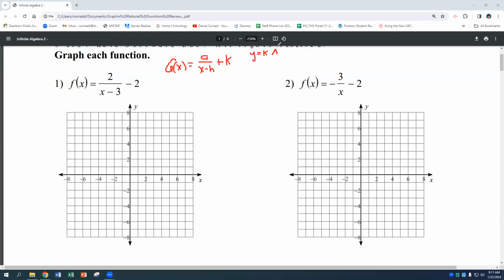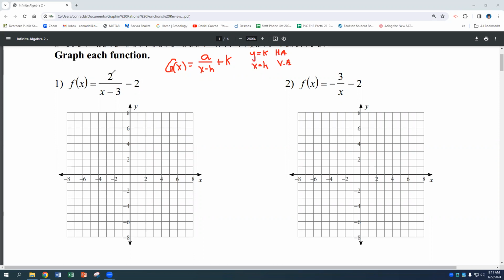That's your horizontal asymptote. And then your vertical is going to be x equals h. That is your vertical asymptote, right? When it's in the form g of x equals a over x minus h plus k.